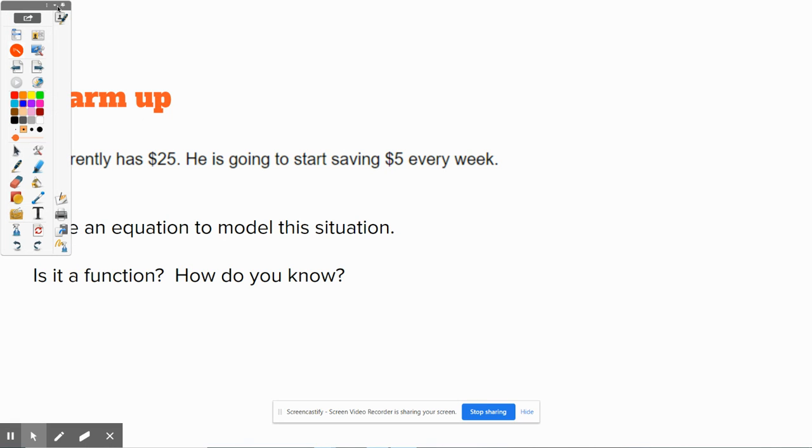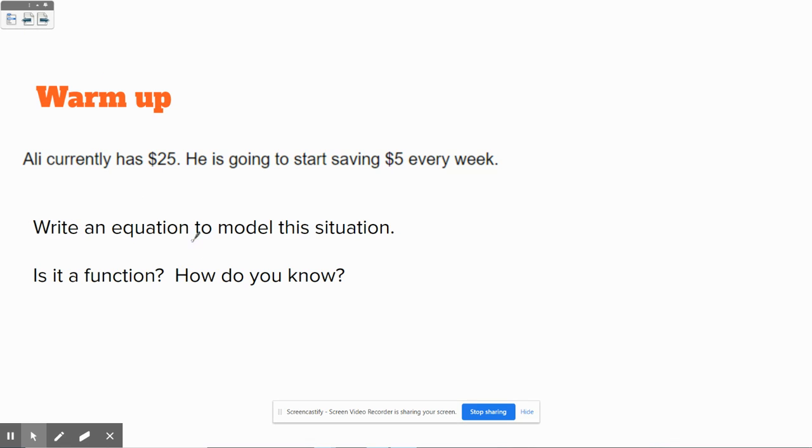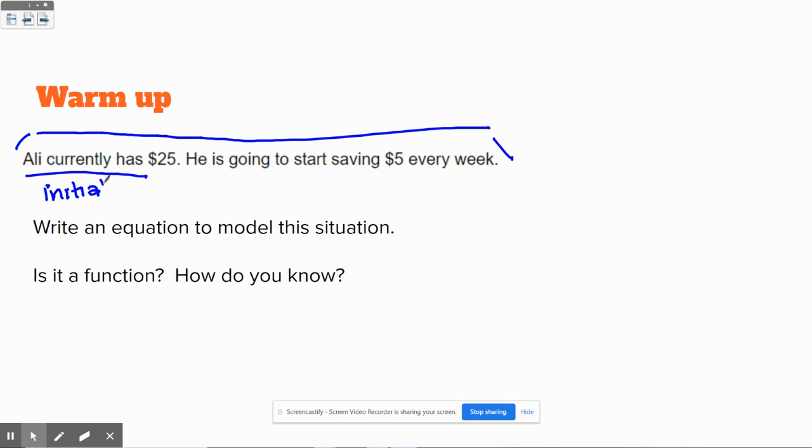I've told you before that I struggle with writing equations sometimes, but there are certain characteristics that this statement has that I recognize right away. Okay, this is the first thing right here. He currently has $25. So that is what we call an initial condition. And I'm going to talk to you about that a little bit more on the next slide. Initial condition is where this whole thing is starting from. So it's $25 as initial condition.